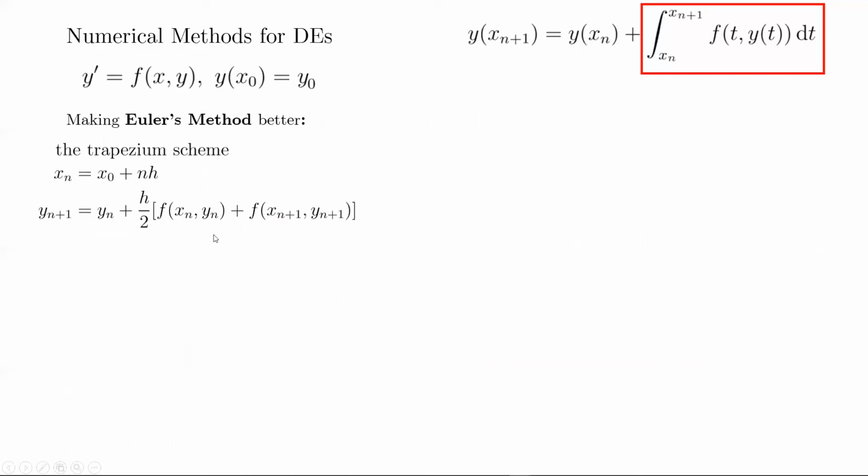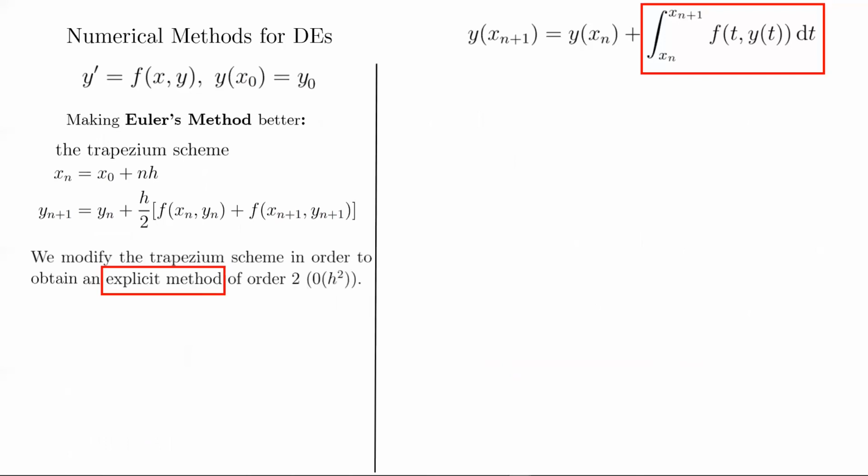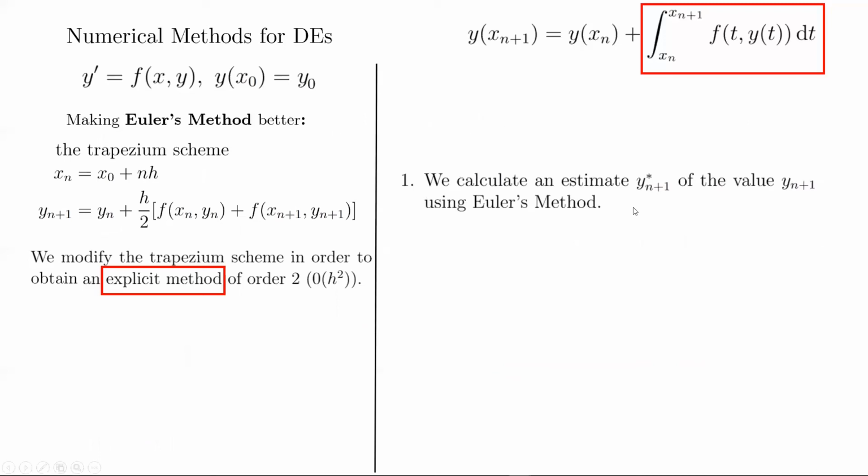We want an explicit method. So we're going to modify this trapezium scheme in order to obtain an explicit method of order 2. The way we're going to do that is we're going to calculate an estimate of the value of y of n plus 1, and I'm going to call that estimate yn plus 1 star. And I'm going to use that estimate of y of n plus 1 in the right-hand side of this function here, f of xn plus 1, yn plus 1.